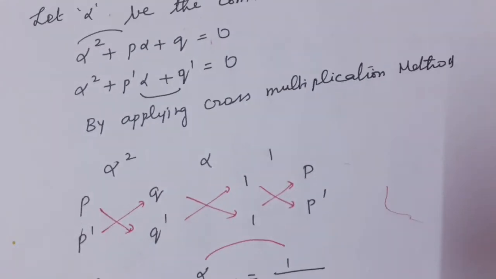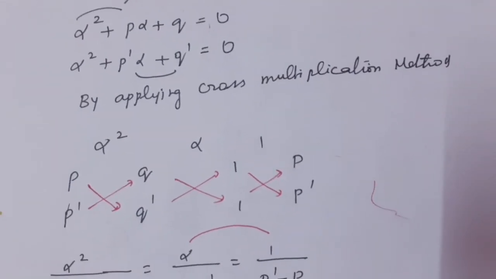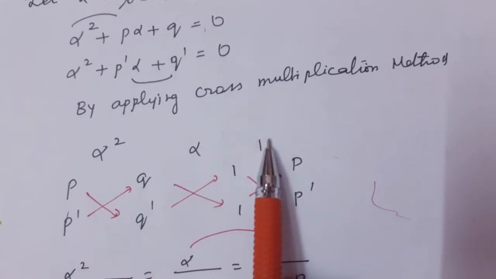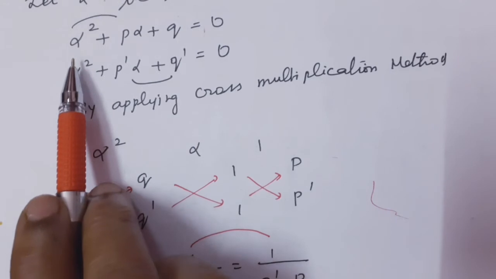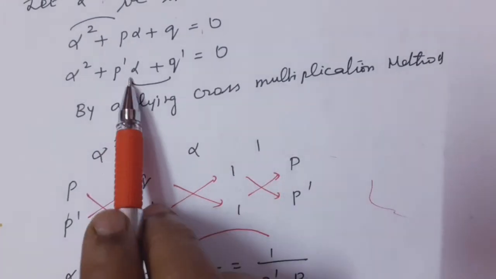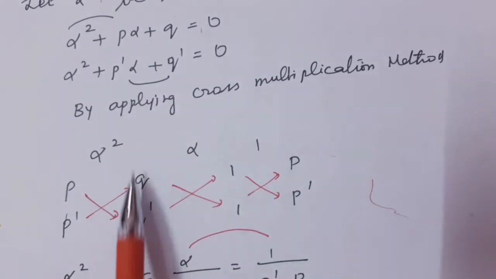Now using the cross multiplication method. This is also studied in the 10th standard. In the cross multiplication method, instead of x square, x, 1, you write alpha square, alpha, 1. First you write alpha square, alpha, 1. Again, the second and third terms.